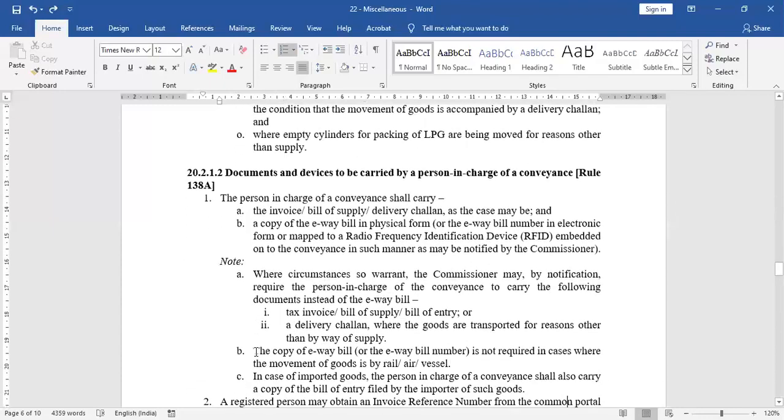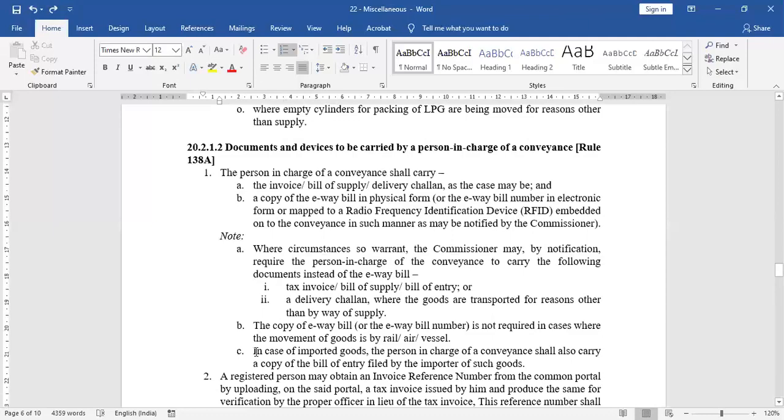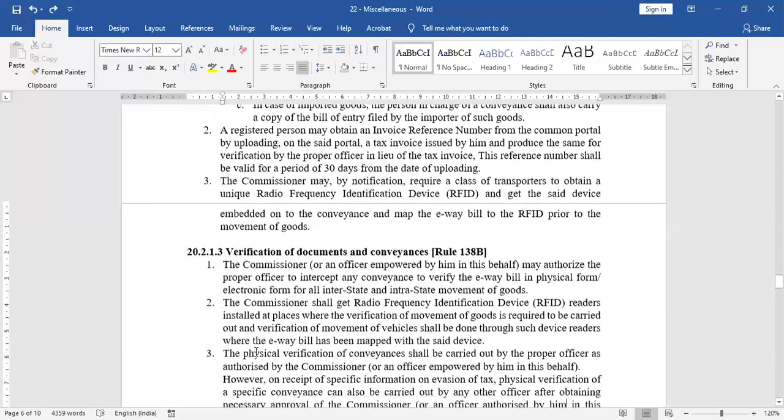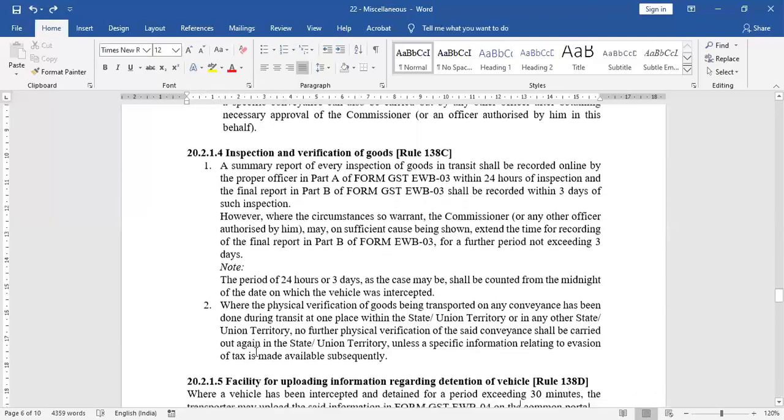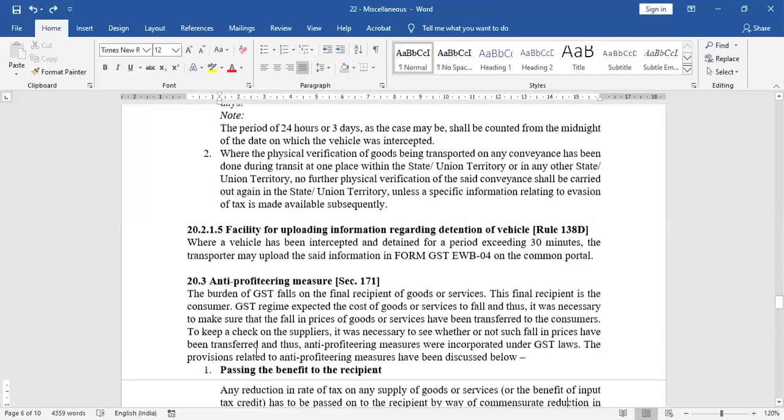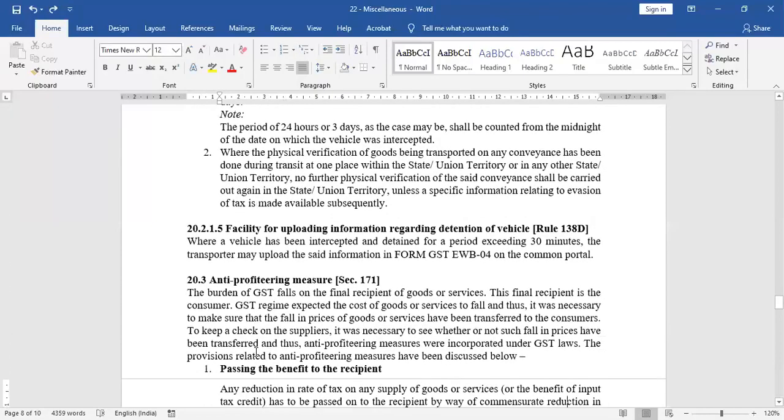That's it. My e-way bill is over. Any doubt, you please ask me. My e-way bill is also over. Any doubt? Shall I proceed? Hurry up. Shall I proceed? Any doubt in e-way bill?